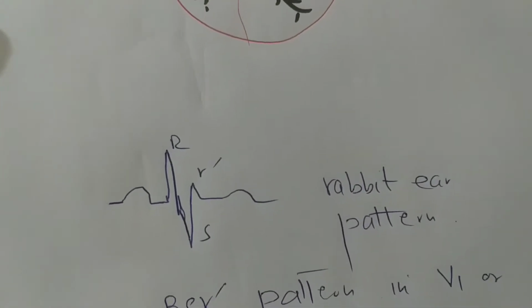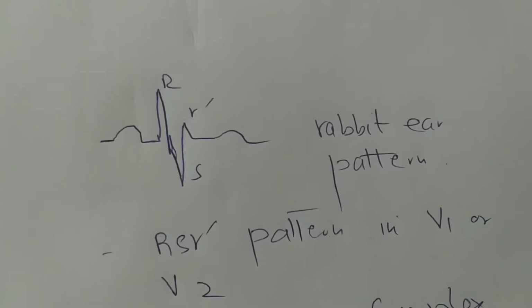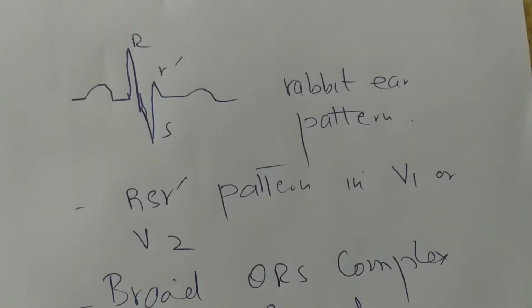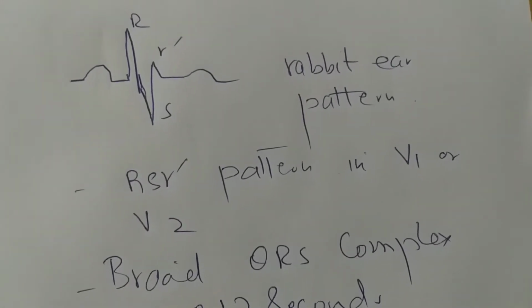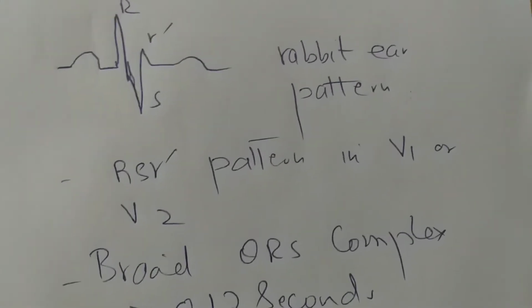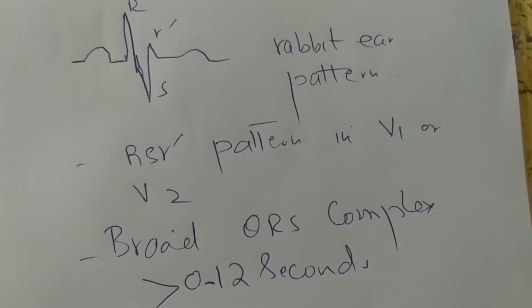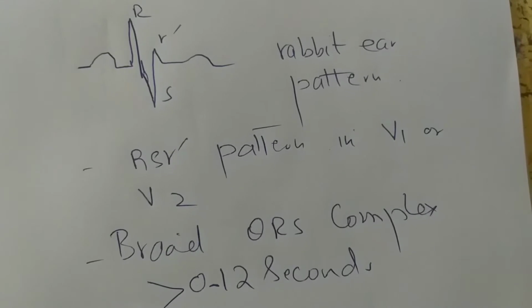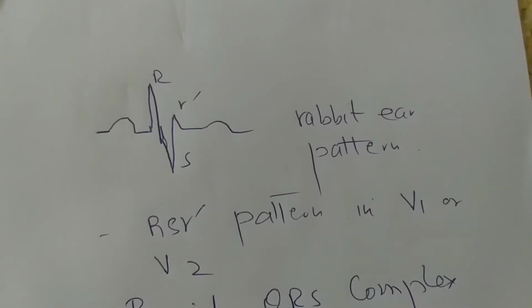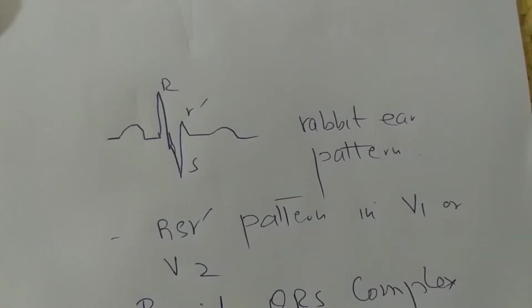In this process, two things happen in lead V1 and V2. First, there is a rabbit ear pattern or RSR pattern in lead V1 or V2, and second, this very phenomenon causes the broadening of the QRS complexes, which were initially narrow, less than three small boxes or 0.12 second. Now it has become more than three small boxes or more than 0.12 second. So the definition of right bundle branch block is a broad QRS complex of more than 0.12 second, and an RSR pattern, rabbit ear pattern, or RSR prime pattern in lead V1 and V2. This is what we call right bundle branch block.